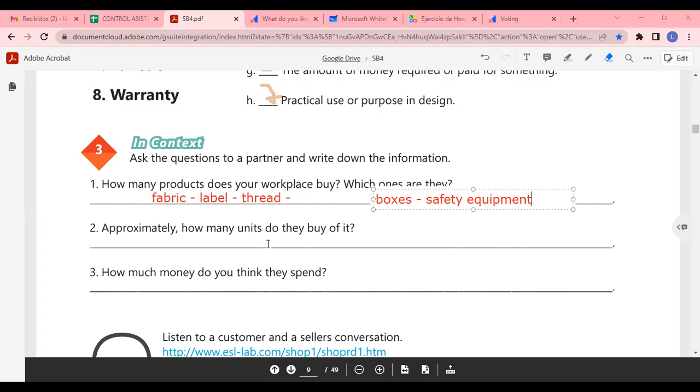How many units do you buy of each of the products that you are mentioning? In the case of Kenya, she said little. Little, and for you? In my case, I don't know, but they buy the boxes cuando se acaba. And when it is off, you feel it. Yes, correct. Okay, very good.